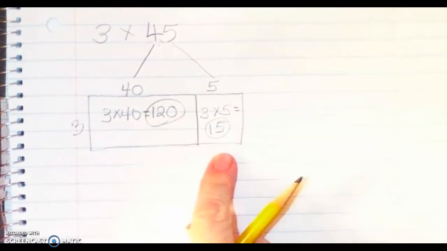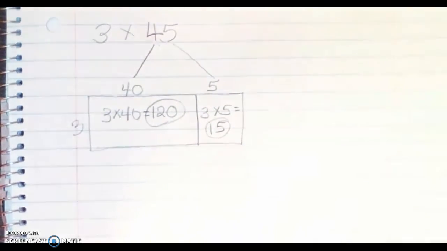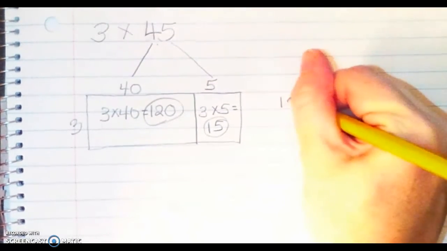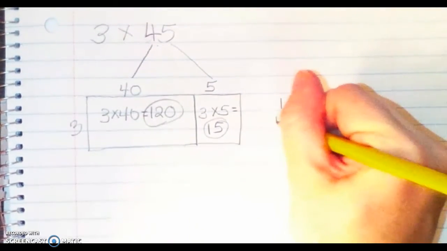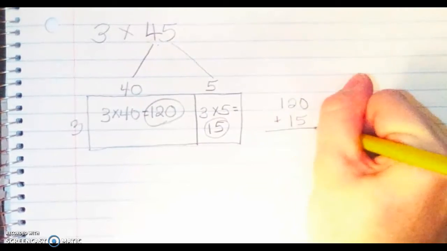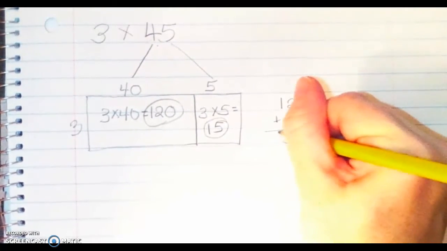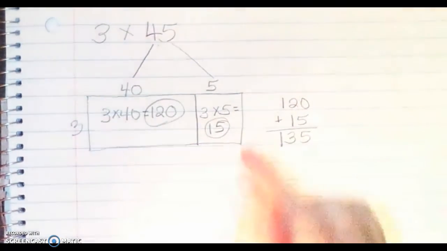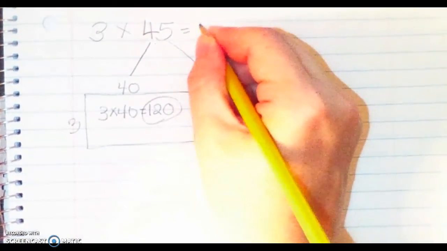I have partial products here. I have one product here and one product here. I'm going to add these two products together. 120 plus 15, and I get 135. So 3 times 45 is 135.